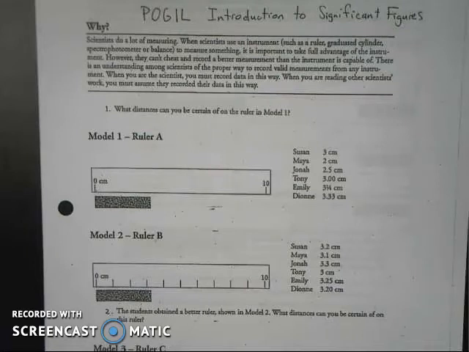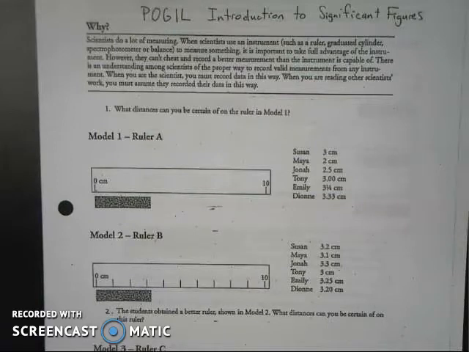This is video 1 for Unit 2 on Measurement for Chemistry 1. You should have this in your packet of information. It says POGIL Introduction to Significant Figures. We are going to work down through this, and I will tell you to pause and complete different things as we go through this.